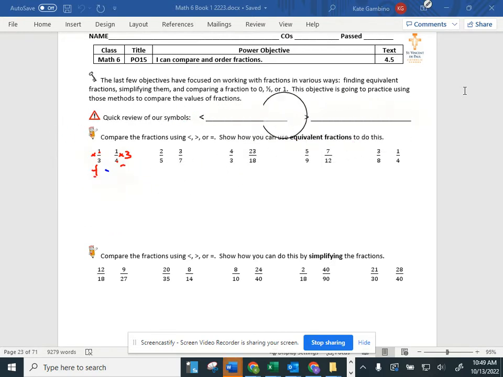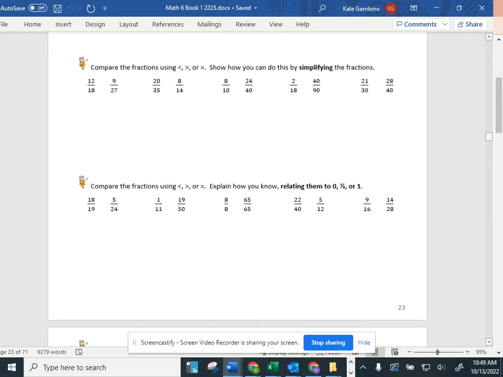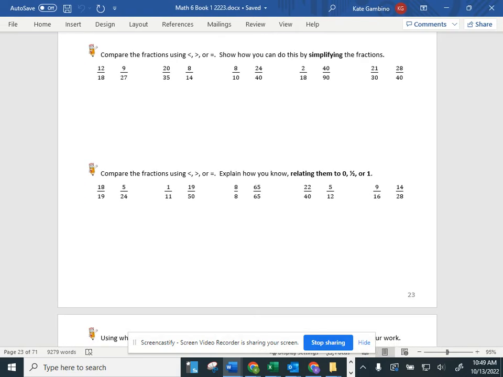Let me scroll up, because each section we're doing something different. And it says compare the fractions. Show how you can do this by simplifying the fractions. So we need to simplify both fractions. Let's look at this first one. How low can I go with 12 and 18? What can I divide out, Aiden?